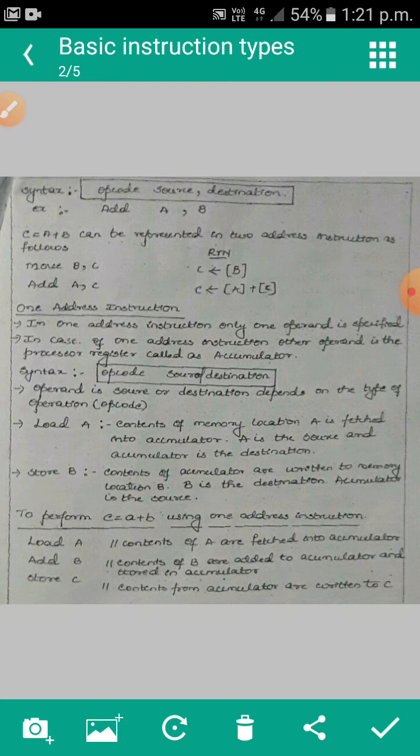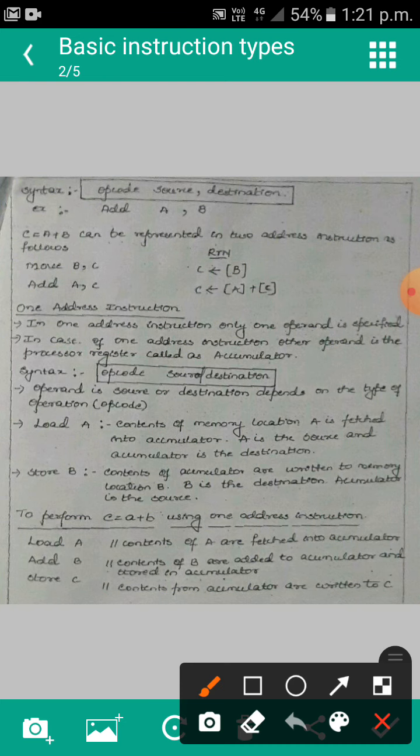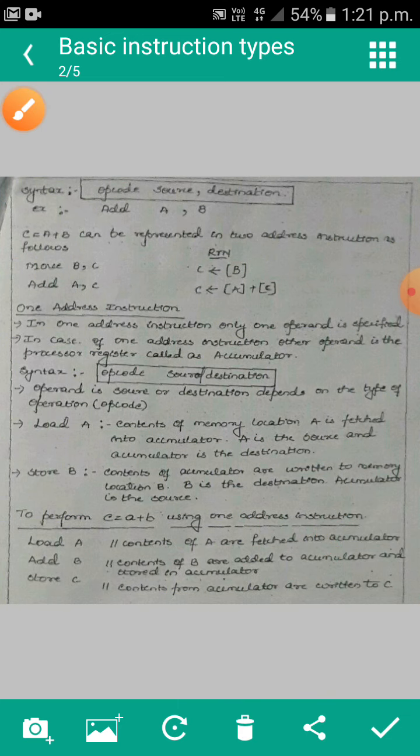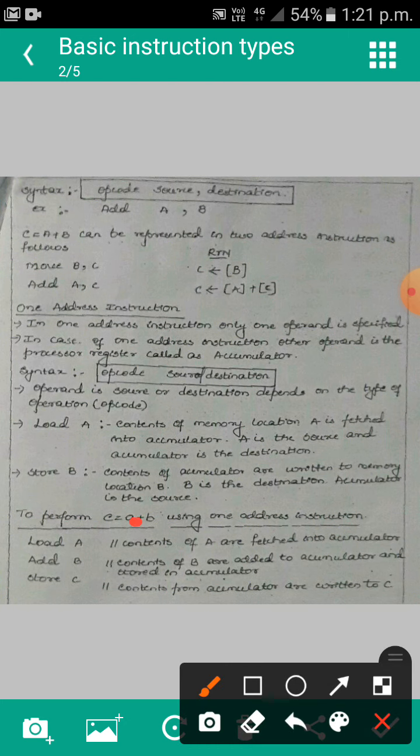So let's see how to write the one address instruction for C is equal to A plus B. First, load A means the content of A is fetched into the accumulator, so the A value is stored in the accumulator. Then add B. We are performing the addition operation. Add B means the content of B is added with the accumulator.